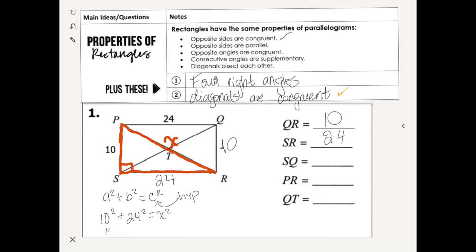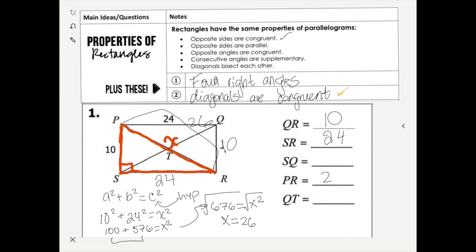10 squared is 100. 24 squared is 576, and that's going to be equal to x squared. So now we have 676, because I added these two, is equal to x squared. And if you take the square root of both sides, you're going to have x is equal to 26. So that means this side right here, this diagonal is 26, and that is PR. And remember, we said diagonals are congruent. So if PR is 26, that means SQ is also 26.